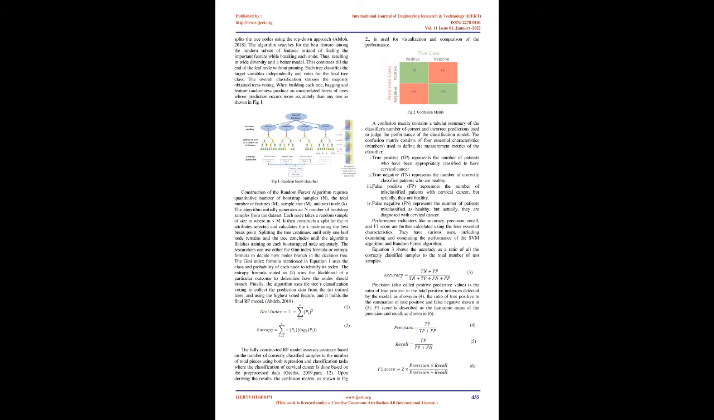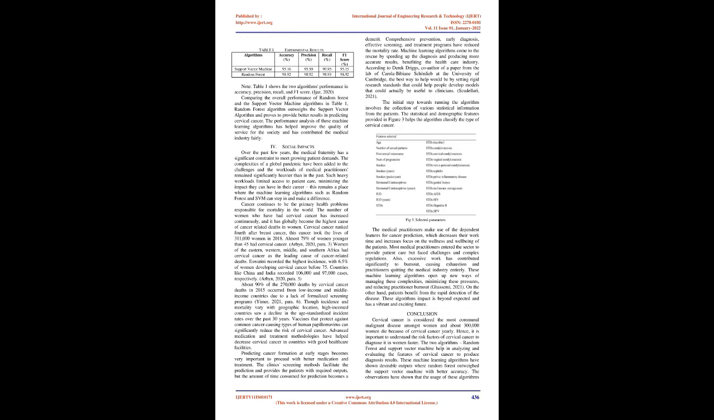Confusion matrix. A confusion matrix contains a tabular summary of the classifier's number of correct and incorrect predictions, used to judge the performance of the classification model. The confusion matrix consists of 4 essential numbers used to define the measurement metrics of the classifier. 1. True positive, TP, represents the number of patients who have been appropriately classified as having cervical cancer. 2. True negative, TN, represents the number of correctly classified patients who are healthy. 3. False positive, FP, represents the number of patients misclassified as having cervical cancer, but who are actually healthy. 4. False negative, FN, represents the number of patients misclassified as healthy, but who are actually diagnosed with cervical cancer.